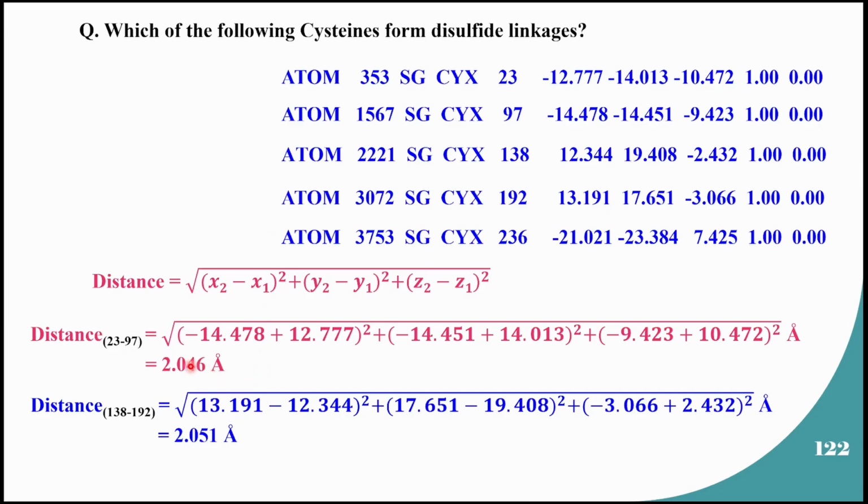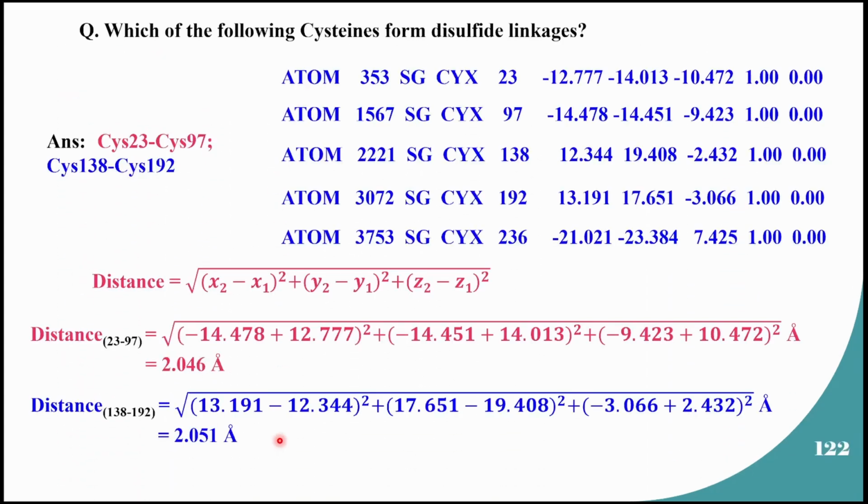So again, the same thing here. You see that the 23 and 97 cysteines had a distance of 2.046. The other one, 138 and 192, 2.051. So they are in disulfide bond forming range. These ranges can be a little bit different across different tools. For example, one can state around 2 angstrom, one can state 2.3 angstrom, 2.5 angstrom, and so on. Just remember that this can be within ranges that differ in different tools.